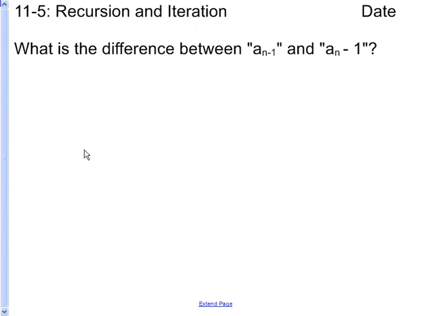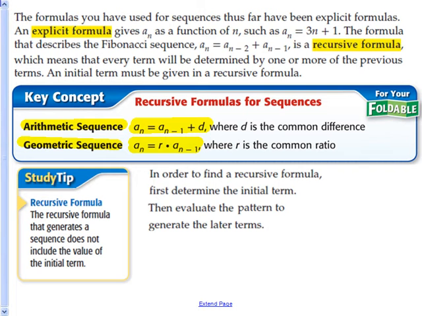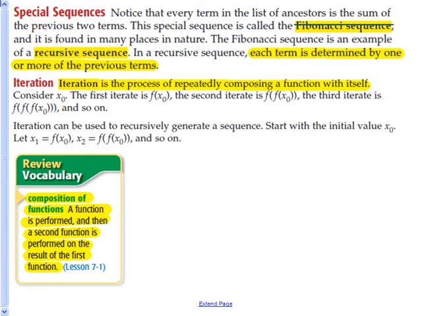Lesson 11.5 is about recursion and iteration. You need to know the difference between a sub n minus 1 and a sub n, and then a sub n plus 1. One thing to keep in mind when you're doing this lesson, be very careful with your subscripts. Keep them small so that they don't end up looking like whole numbers. Okay, we've got some things to write down here.